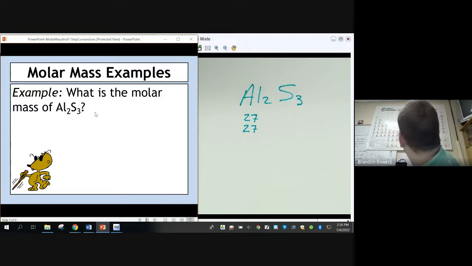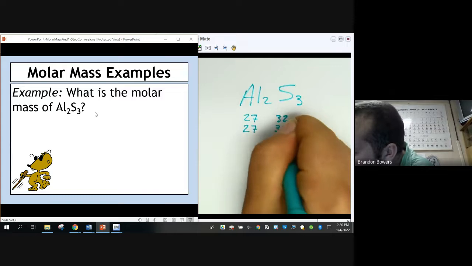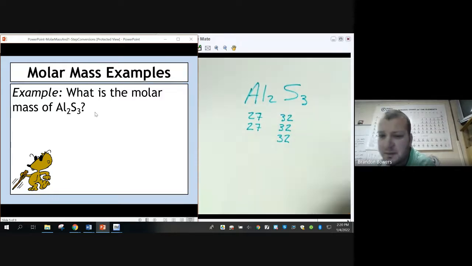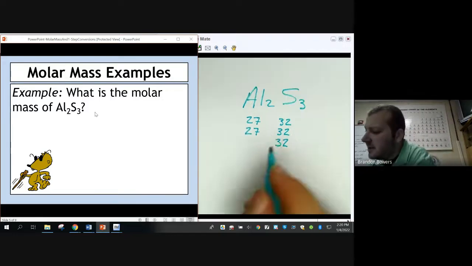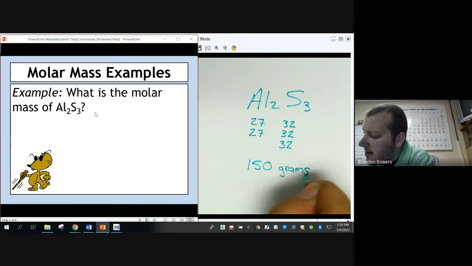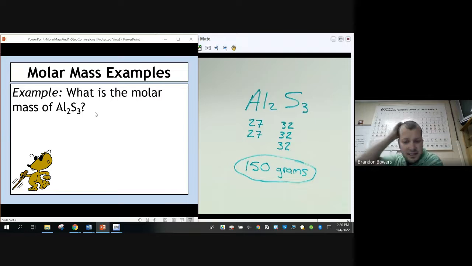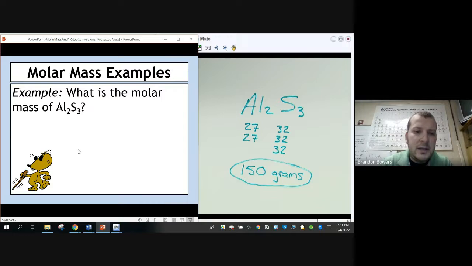Sulfur, I'm going to round, has a mass of 32, but it has 3 of those. So what is the molar mass of this substance? Well, you're going to have 27 plus 27 plus 32. I got my answer to be 150 grams. So you just have to look at the periodic table and see what is the mass of each one in grams.